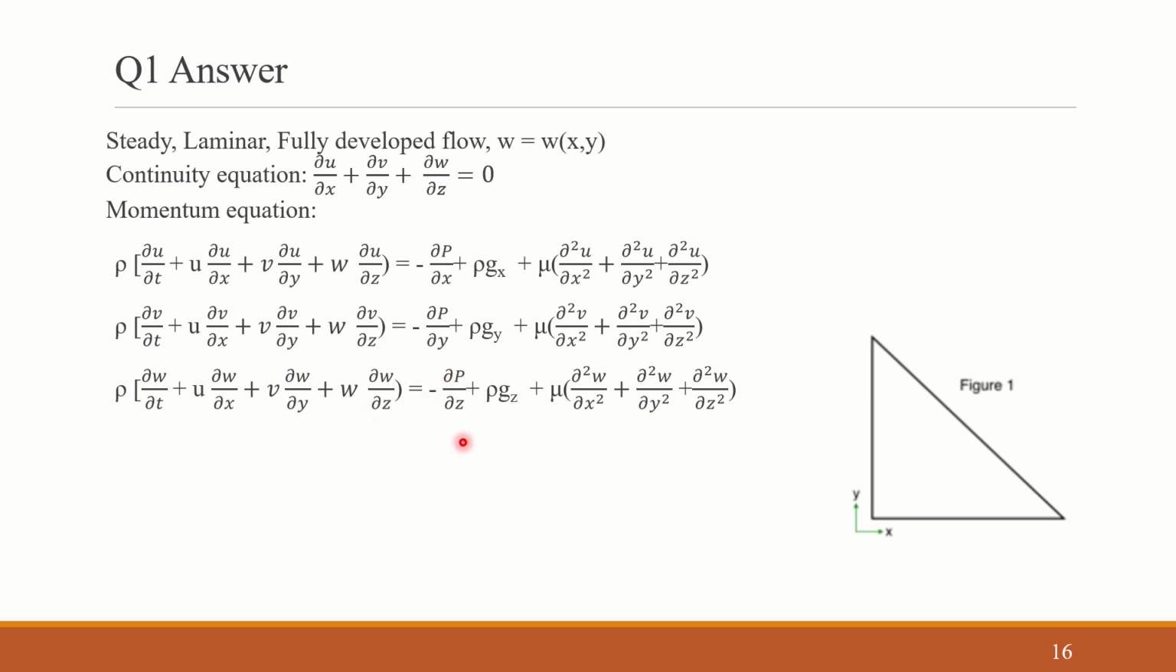And we are left with minus dou p by dou z plus rho gz and plus mu into dou square w by dou x square plus dou square w by dou y square plus dou square w by dou z square. So we have only this term, and the last is 0 because w is not varying with respect to z. So simplifying, we write it as 0 equal to minus dou p by dou z plus mu into dou square w by dou x square plus dou square w by dou y square. Dou square w by dou x square plus dou square w by dou y square equal to minus dou p by dou z, 1 by mu.